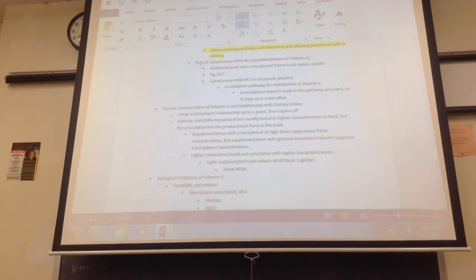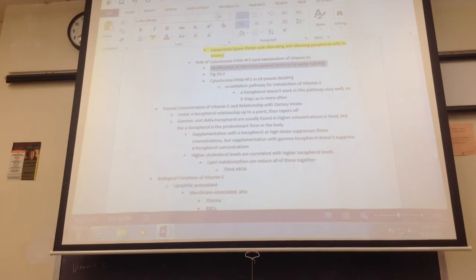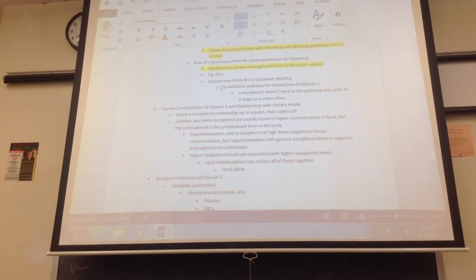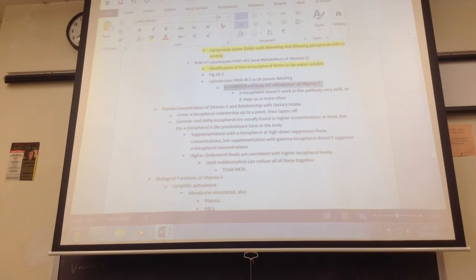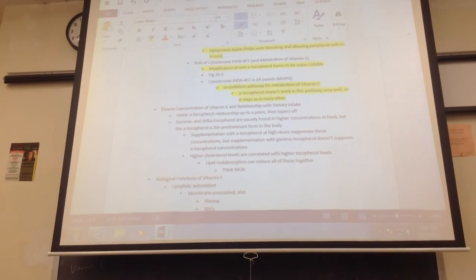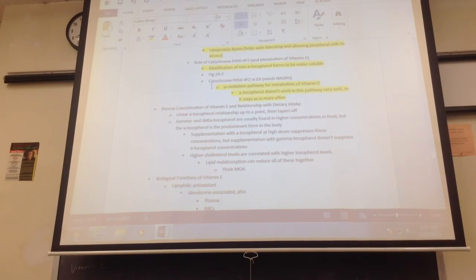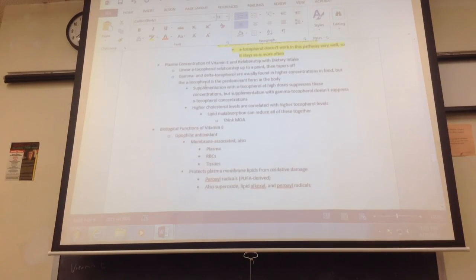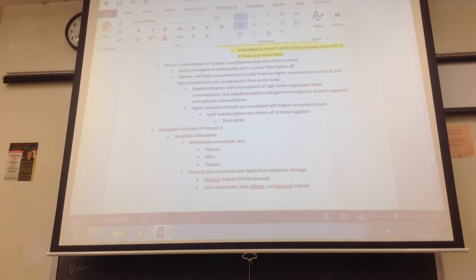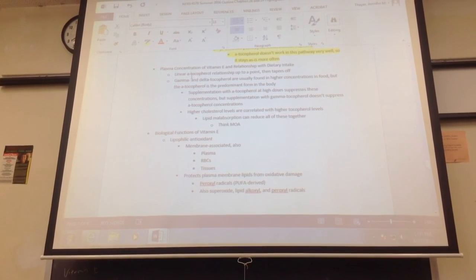So what do I want you to know about this? Well, it doesn't matter what this is. I don't care about the omega oxidation part, just the oxidation part. So plasma concentration of vitamin E and the relationship with dietary intake. Linear.